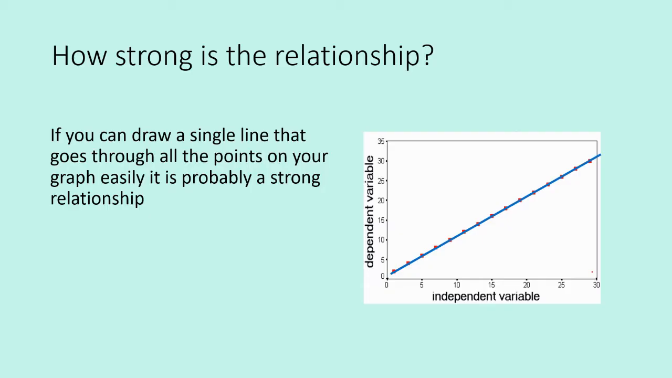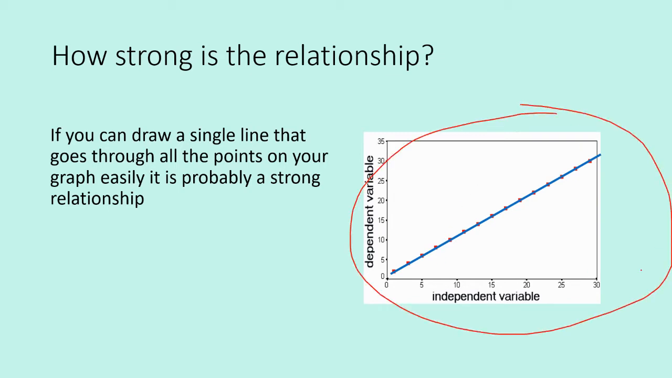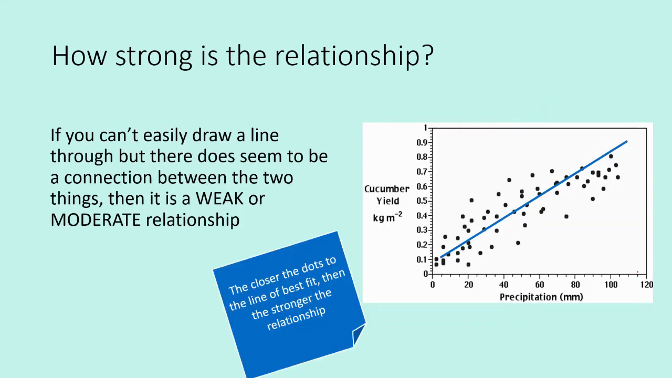If you can draw a single line that goes through all the points on your graph, like in this example here, then it is probably a strong relationship. The closer the dots to the line of best fit, then the stronger the relationship. If you can't easily draw a line through, but there still seems to be a connection, this overall trend, then we say it's a weak or a moderate relationship. So just look at how close the dots are to the line. The closer they are to the line, the stronger the relationship.